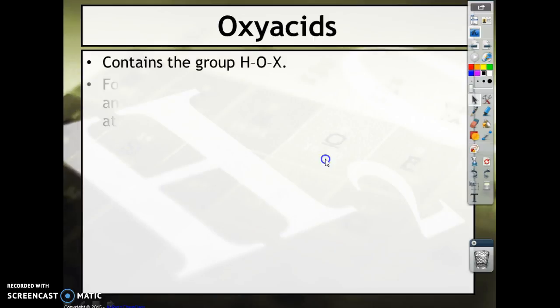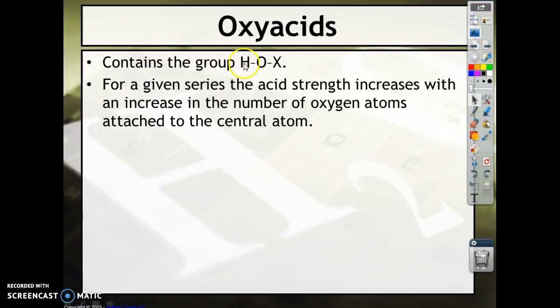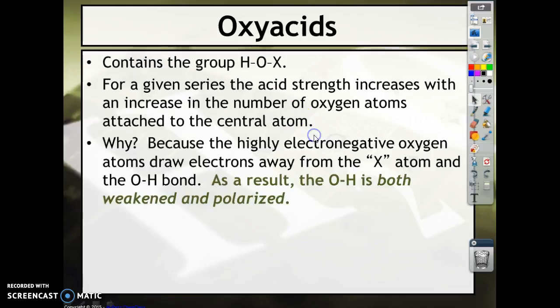Now, an oxyacid is something that has an H and then an O bonded to some other item, which is what X stands for. So for any time we're talking about an acid, its strength increases with the number of oxygen atoms that are attached to our central atom. So a bunch of oxygens gives us a stronger acid. Think of H2SO4. Has 4 oxygens attached to it, sulfuric acid.